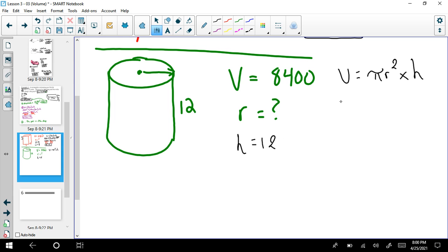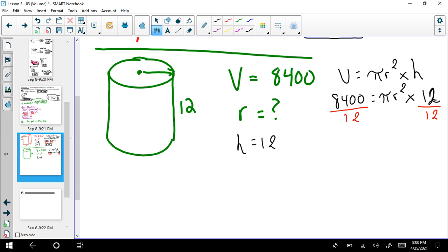So I take this information and plug it in here. My volume is 8,400, then pi, and my R we don't know, times my height, which is 12. Then I would get rid of this 12, because we need to get R alone. So we have to get rid of everything else on this side. Both of these would have to be divided by 12 because it's being multiplied. So we have to do the opposite, right? I divide that side by 12, and I divide this side by 12.